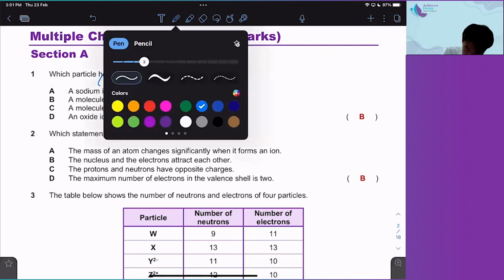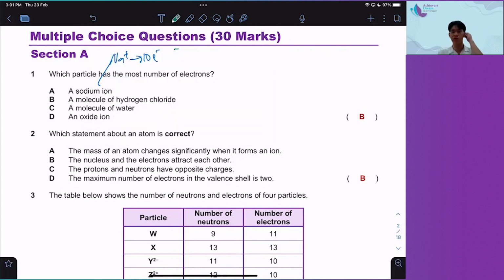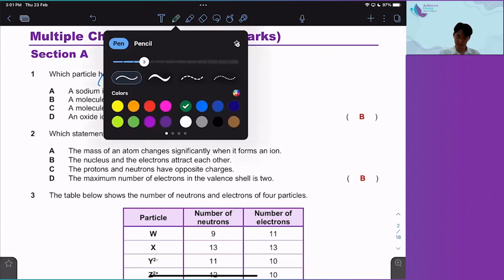Next, we have hydrogen chloride. So hydrogen has 1 electron and chlorine has 17 electrons. So the chemical formula will be HCl, that will be 1 plus 17, gives us 18 electrons.